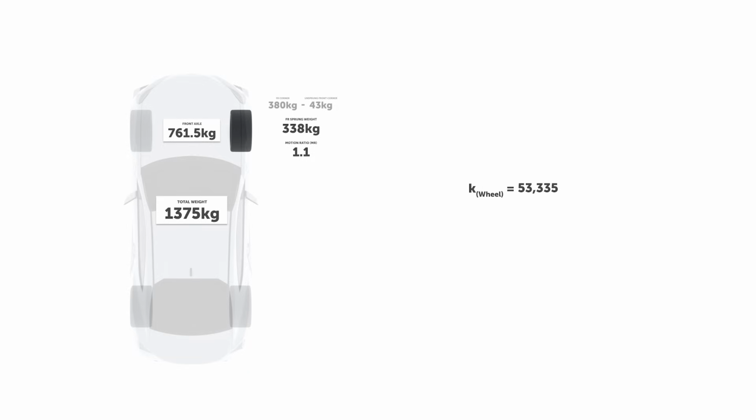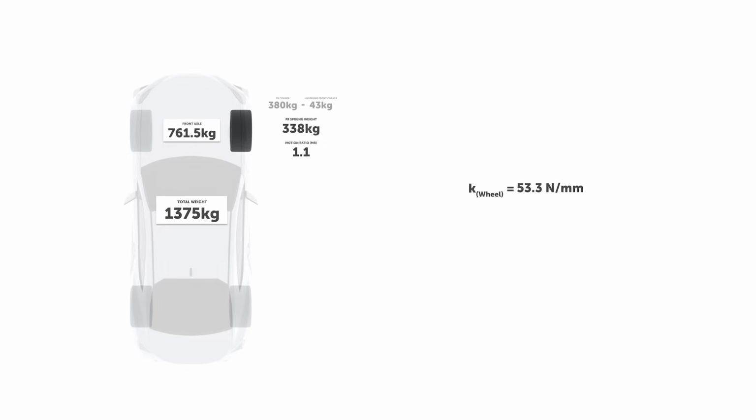At first glance, this number doesn't look very useful. This is because the resulting sprung stiffness is being shown as newtons per meter, which is the SI unit. The more commonly used unit for spring rate is newtons per millimeter. To convert, all we need to do is divide our answer by 1000, giving us 53.3 newtons per millimeter. Now we have the target spring rate at the wheel.